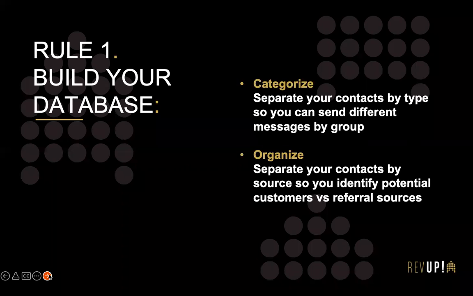All right, so once we know the circles of opportunity, how we're going to go about business, then we've got to categorize the people that we're going to do business with. So we want to separate the contacts by type so you can send different messages by group. Can someone tell me why you would want to send different messages to different groupings of people?